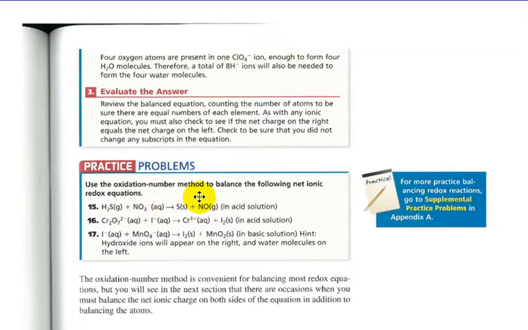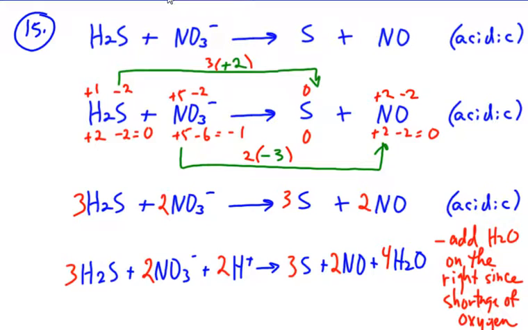Use the oxidation number method to balance the following net ionic equations. We're told 15 is in an acidic solution, 16 as well, and 17 is basic. As I mentioned, it's sometimes difficult to figure out which side OH and which side H2O is on because they both have oxygen. So in this particular question, a hint is given: hydroxide ions will be on the right, water molecules on the left. All right, so let's take a look here.